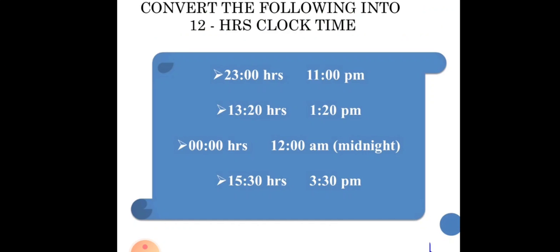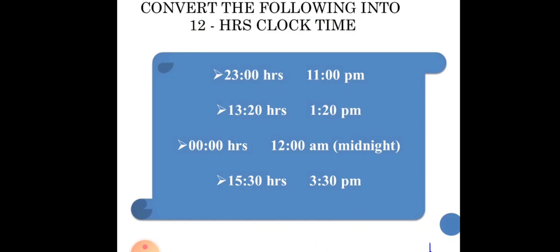Convert the following 12-hour clock time. Like this is the 24-hour clock given to you, 23 hours, that is 11 p.m. In the 24-hour clock, we start the clock by 1 o'clock, 2 o'clock, 3 o'clock. We don't use "o'clock" in 24-hour clocks. We use hours: 0000 hours, 0010 hours, 0030 hours, or 0040 hours. So we use hours. And in the 12-hour clock, we use o'clock.